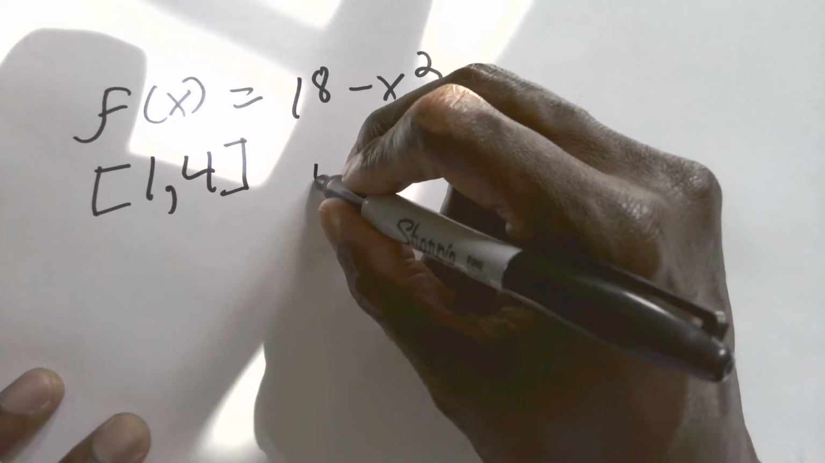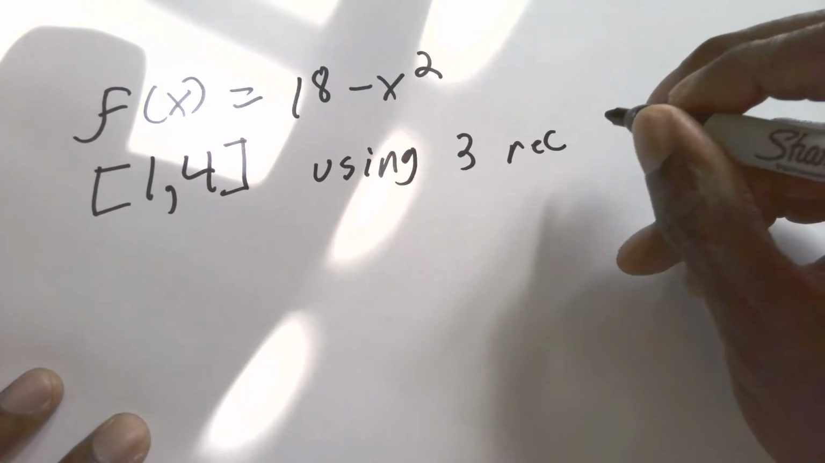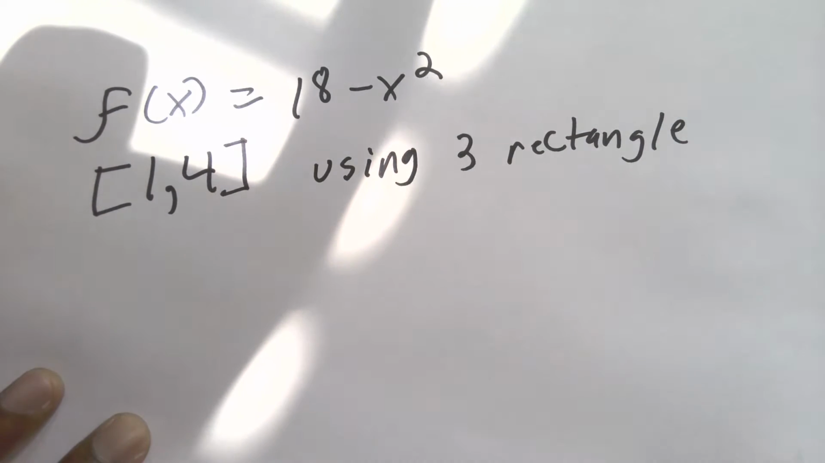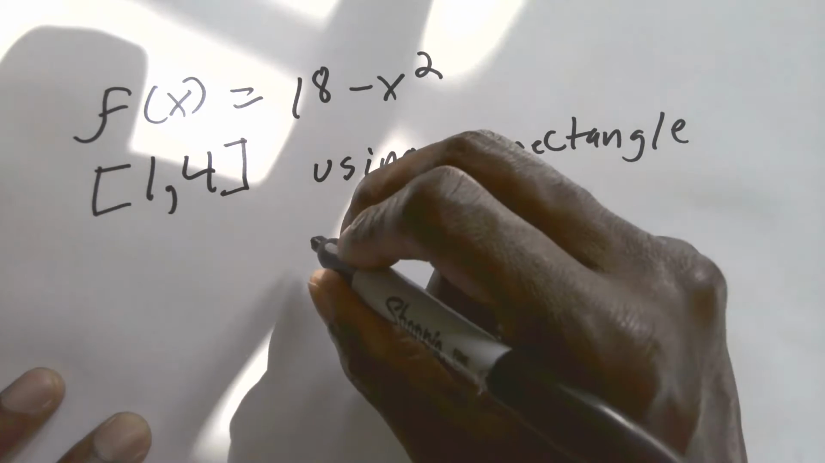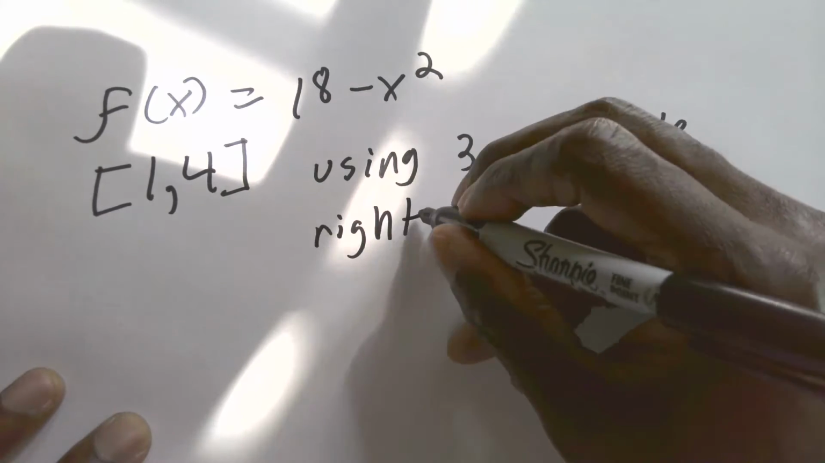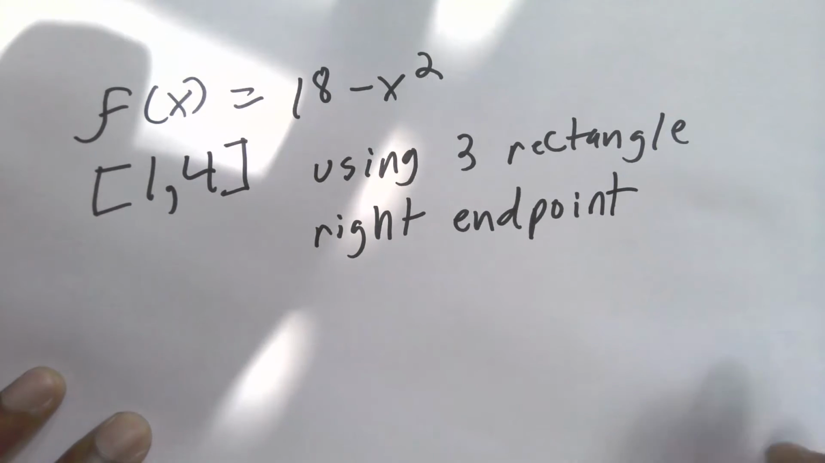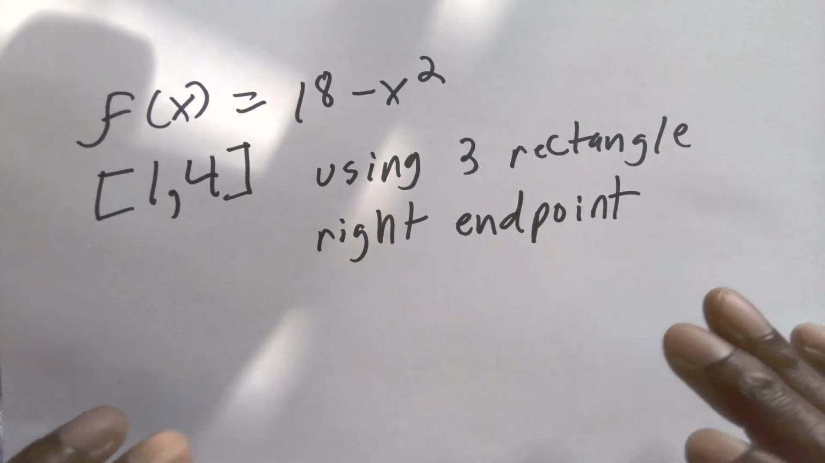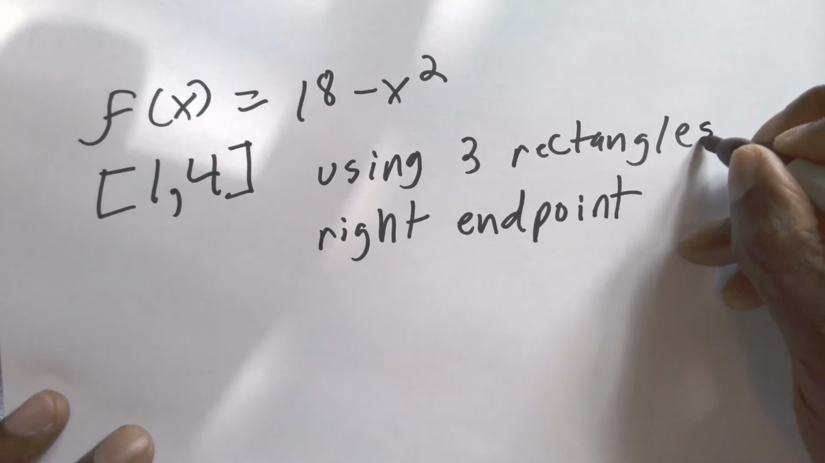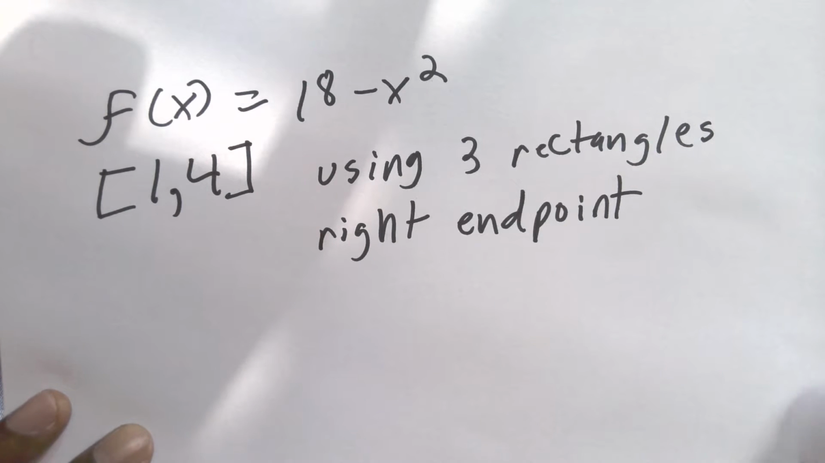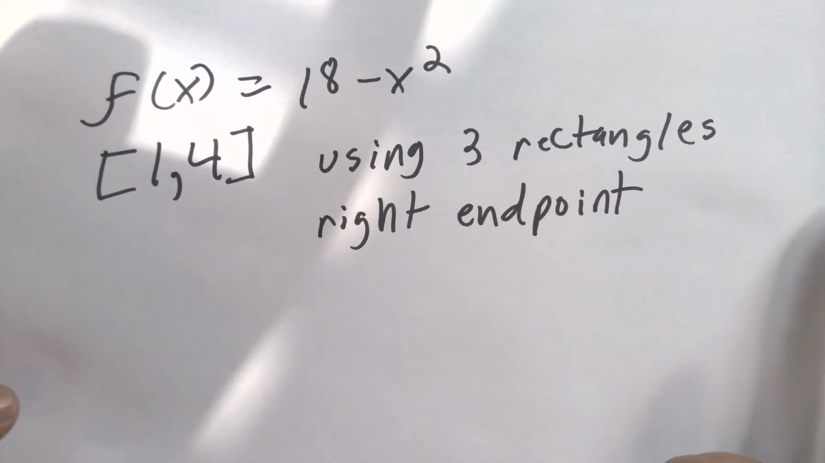So I'm going to use 3 rectangles of equal length, and I'm going to use the right endpoint of each rectangle to actually hit the function. And so this is referred to as a right Riemann sum. And these rectangles can also be referred to as subintervals. So let's go ahead and outline this scenario and how it looks.